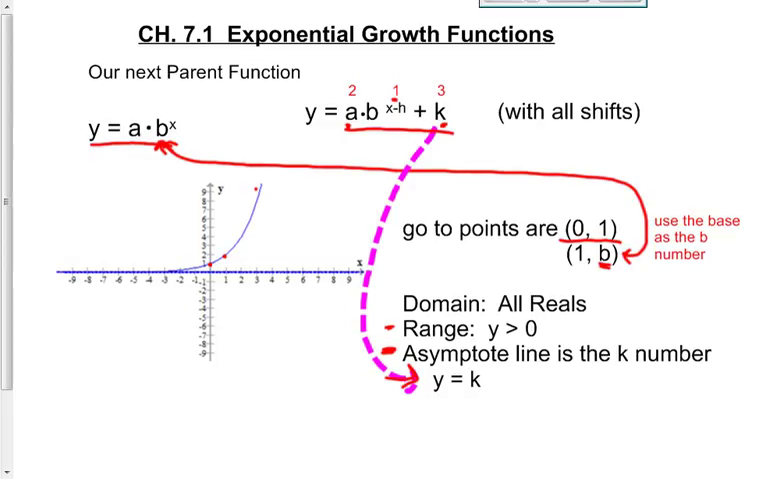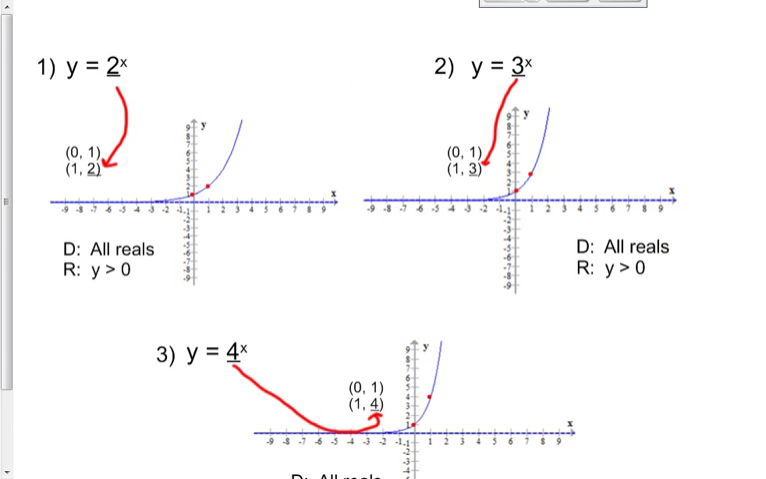All right, let's look at a couple samples here. First one, y equals 2 to the x. This is about as basic as you can get. There is no a number in the front, there is no number up here with x, and there is no k number sitting in the back. So this is just y equals 2 to the x. My go-to points, 0, 1, all the time, 0, 1. And the second one is 1, 2. The reason it's 2 is because my base is 2 from the equation.